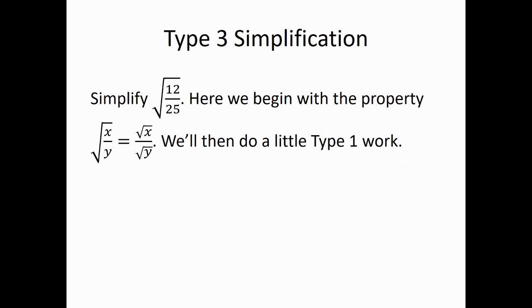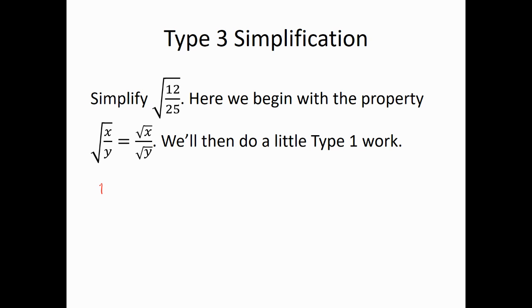All right, so let's look at an example of type 3 simplification. The square root of 12 over 25. The reason that we say that this is not simplified is that it contains division under a radical. In any such case, we're not done. We have to simplify. And here to simplify, we'll make use of the property that the square root of x over y is the square root of x over the square root of y. We didn't prove this together in the previous PowerPoint, but I did have you do it on the homework assignment, so this is something that we now know.